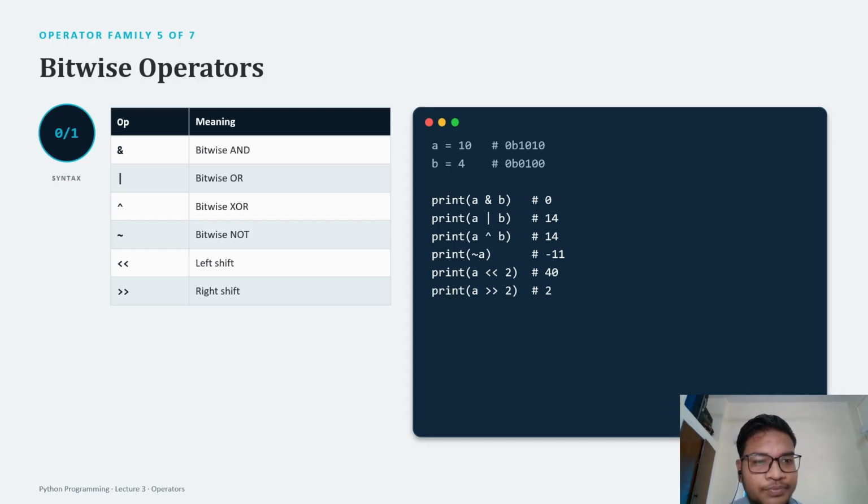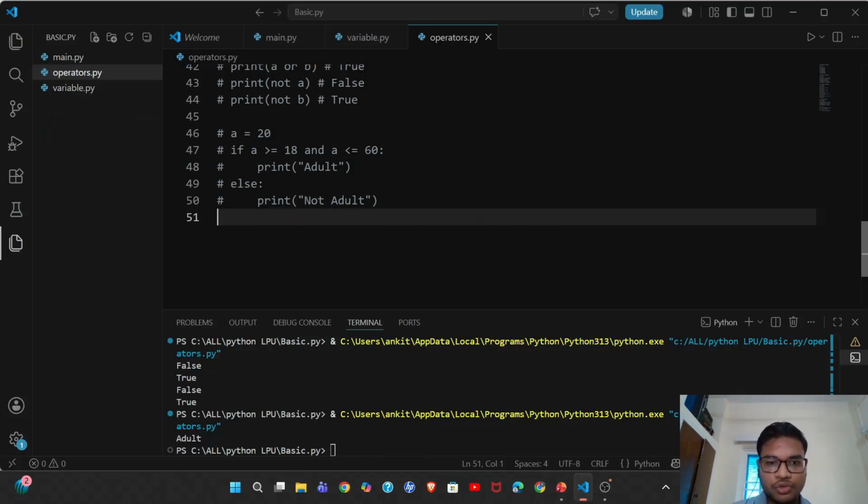So these are the signs of the bitwise operators: bitwise OR and bitwise XOR, which means exclusive OR, then bitwise NOT, left shift, and right shift. Let's take an example, one by one. Please understand one by one, and I hope you will really understand this whole topic. So let's move forward.